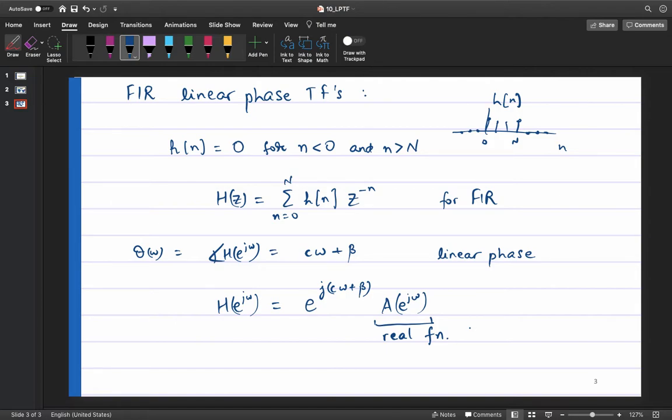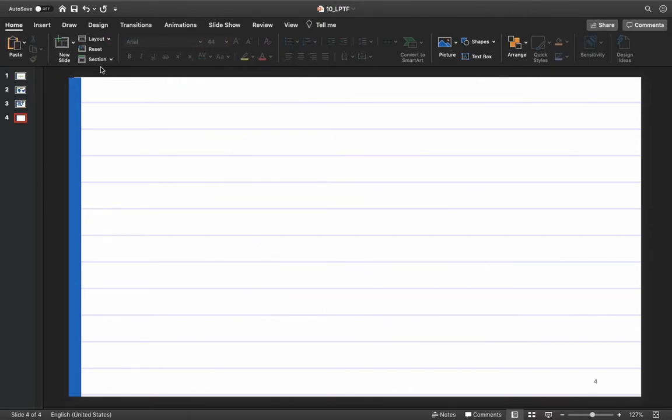Let us say my h[n] is real, right? Because that is what we generally do, for real h[n]. This implies H(e^(jω)) star will be equal to H(e^(-jω)), right? This is the property for real h[n]. Can we combine these properties to see some useful properties in h[n]?